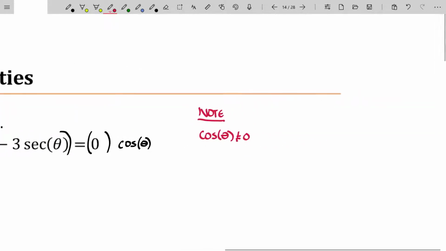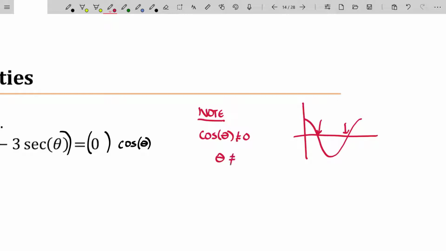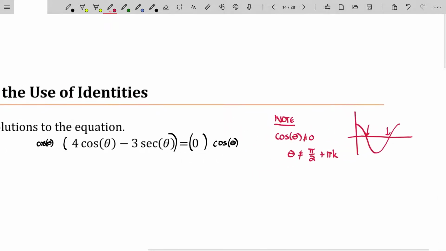If you need to know what those angles are, you can just quickly graph out a cosine function and find out it's pi over 2 and 3 pi over 2. So theta cannot equal pi over 2 plus any multiple of pi thereafter. Pi over 2 plus pi is 3 pi over 2, or plus 2 pi would be 5 pi over 2, and so on and so forth. So I know that I can't have those styles of solutions.